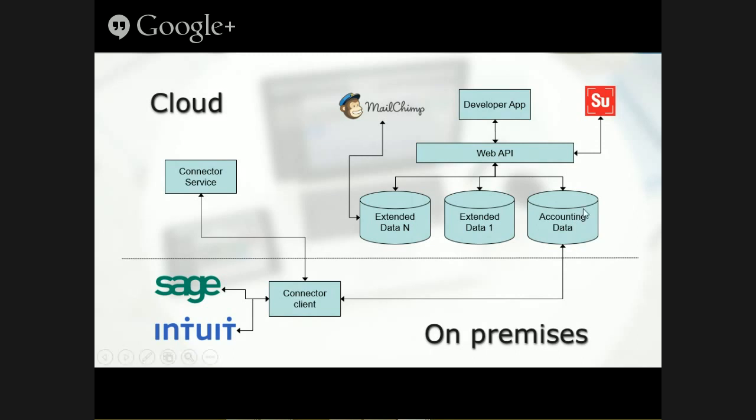So, for example, prospects or competitors or notes or attachments or whatever may reside in an extended database, or indeed any additional data from additional third-party integrations that we have proactively done, such as an integration to MailChimp, which we've already put into the system. So, sitting on top of all of the accounting data and the various extended databases is our web API that we will be exposing for developers such as yourselves.